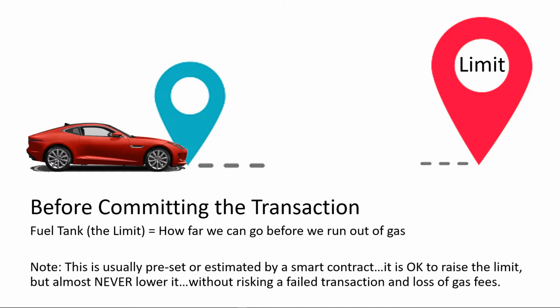So now let's talk about the fuel tank itself, which is sort of the limit. How far can we go before we run out of gas? We don't know if we're going to make it to our destination or not before that happens, right? This is usually preset or estimated by a smart contract. And again, like I said before, it's okay to raise that limit, but never lower it. You can, but you're going to risk a failed transaction. And if it stops and it hits that limit, you still pay the gas. You still have to refill your tank to be able to do another transaction later, if we're using this analogy.